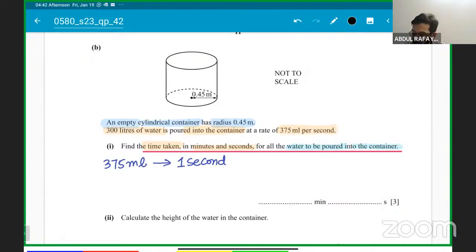300 लीटर्स का मतलब है कि 1 लीटर आपको बताना चाहिए. थोड़ा सा कन्वर्जन भी है यहाँ पर कि 1 लीटर इज 1000 ml. ओके, एवरीवन गेटिंग इट? 1 लीटर इज 1000 ml. तो ये क्या हो जाएगा? दिस विल बी 3000 ml.